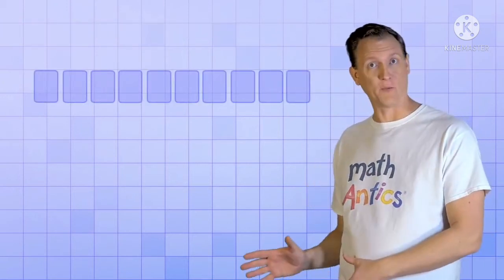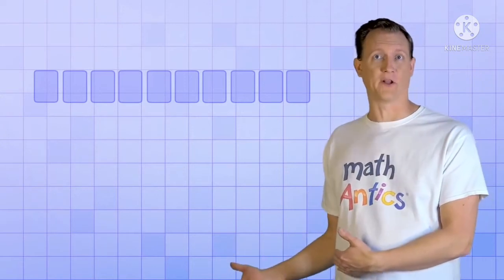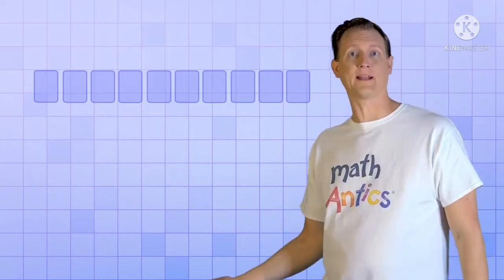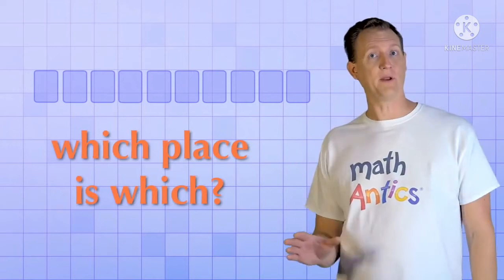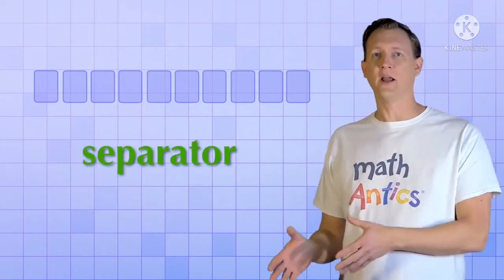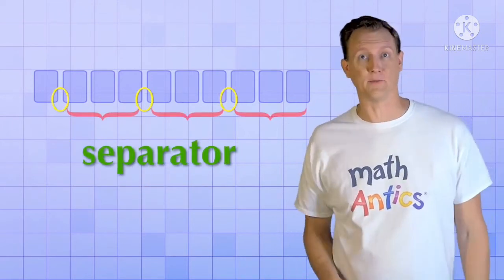Oh, and you may notice that when we get a lot of number places next to each other like this, it's a little hard to quickly recognize which place is which. That's why many countries use some kind of separator every 3 places to make them easier to keep track of.